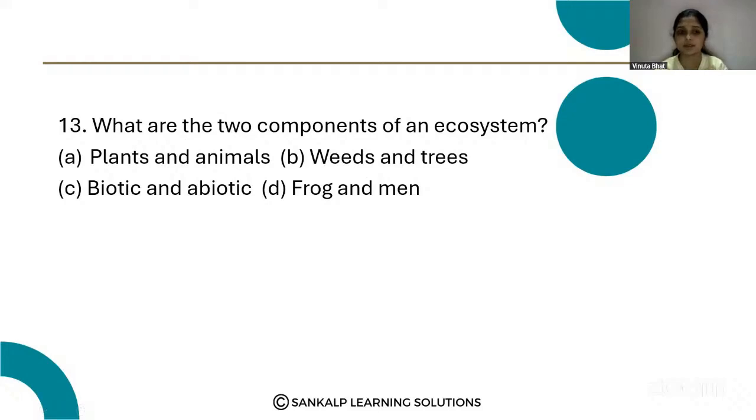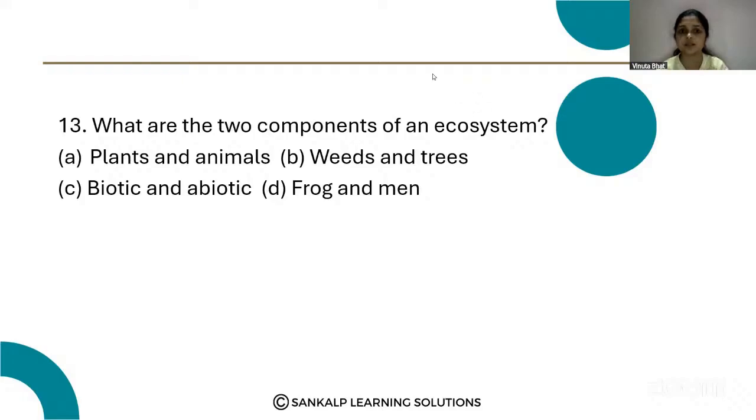Question number 13. What are the two components of an ecosystem? Option A, plants and animals. Option B, weeds and trees. Option C, biotic and abiotic. Option D, frog and men. Yes, dear students, can you comment the answer? Option C. Okay, some students are telling option C, biotic and abiotic. Any other options?